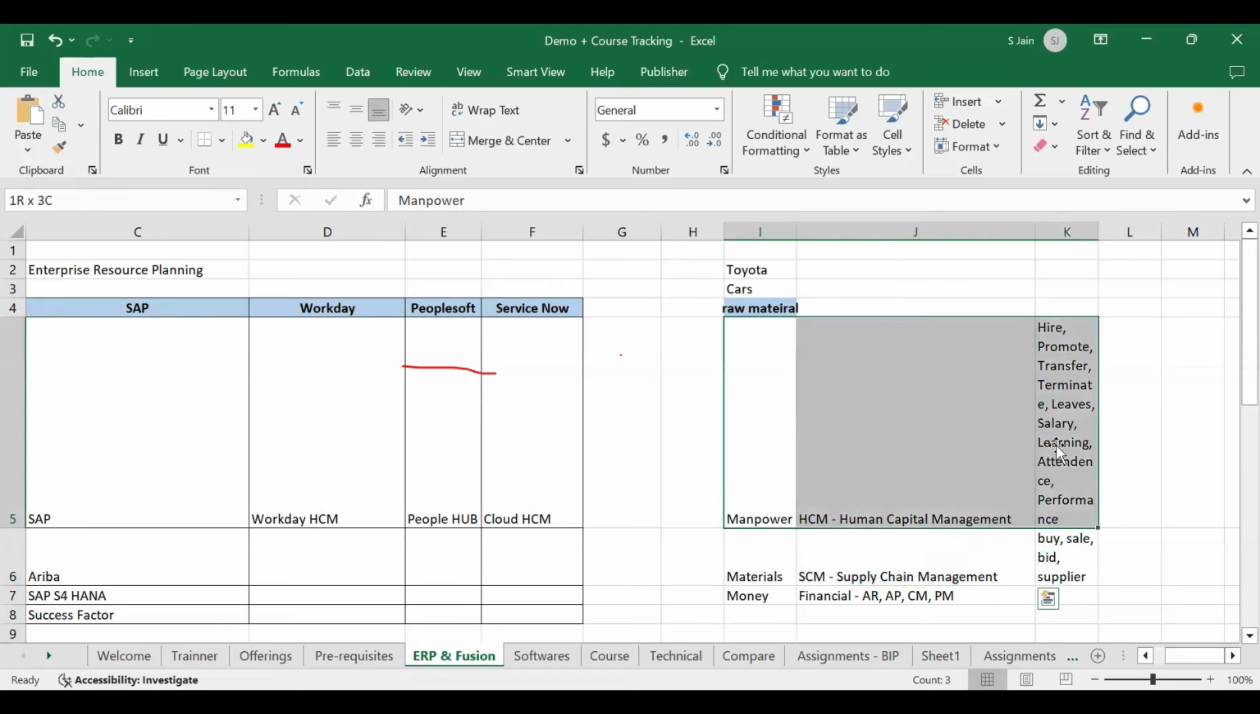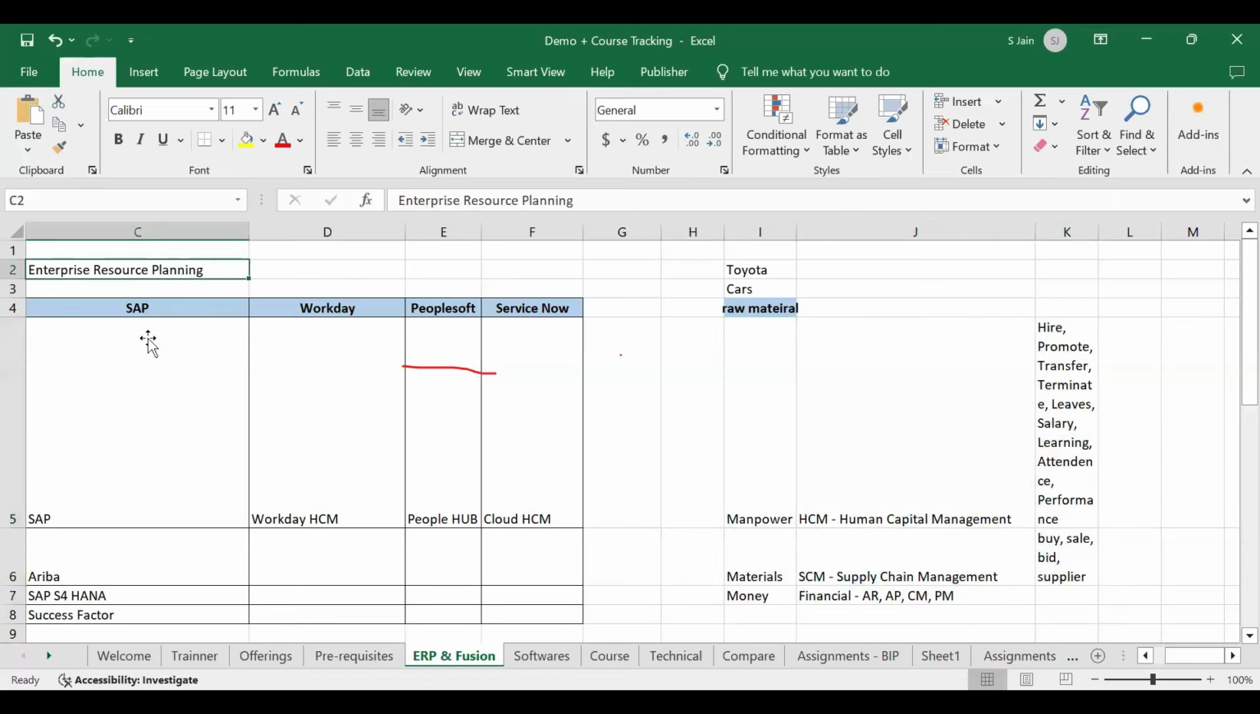So guys, what has happened? The evolution of ERP tools has happened. All the software has been clubbed together, and that's how ERP software was born. That is Enterprise Resource Planning. To manage your enterprise, whatever resources you have, whatever things you need to manage, that's how the ERP application has started.